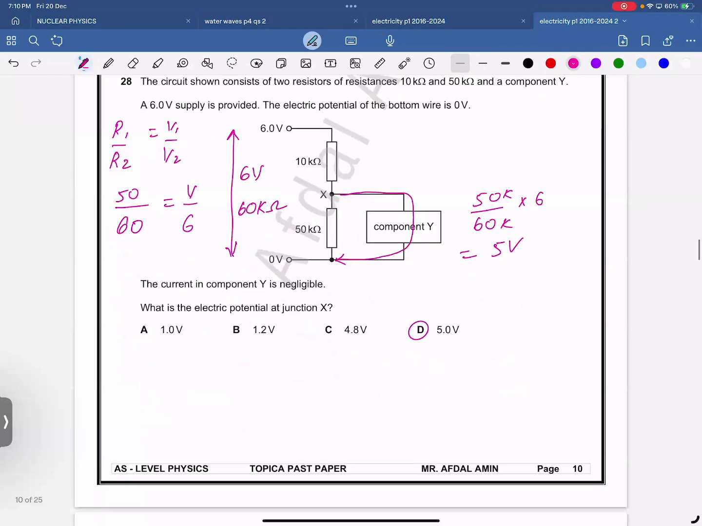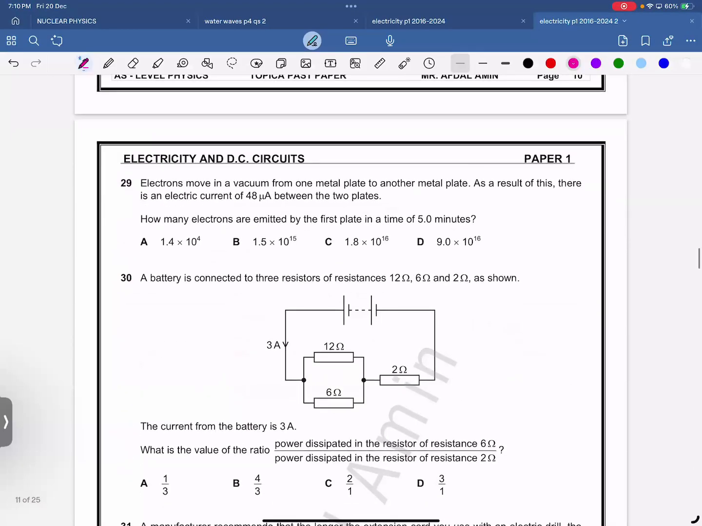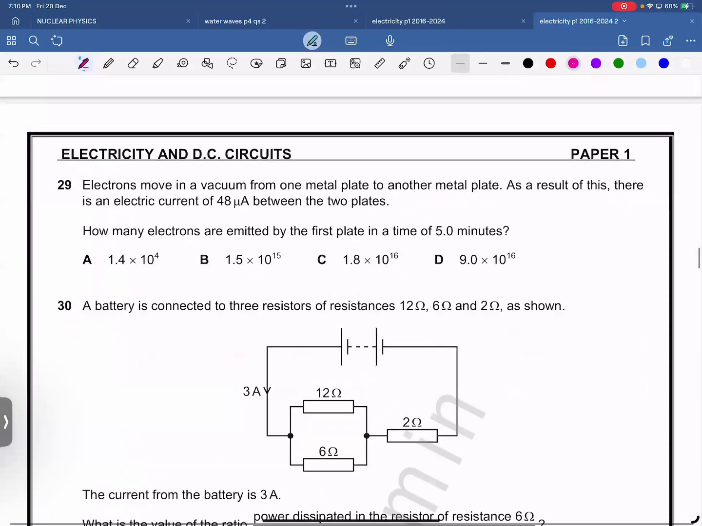Question number 29, my dear. The electrons move in a vacuum in a metal plate to another. As a result, there is electric current 48 micro. Okay, and the current, this is easy question. This is time. Time is multiplied by 60, so answer is 300 seconds.